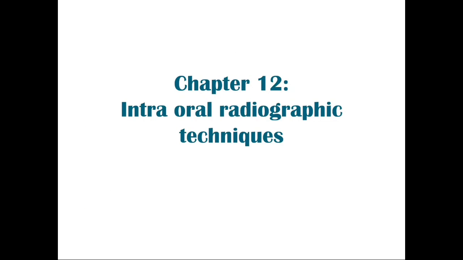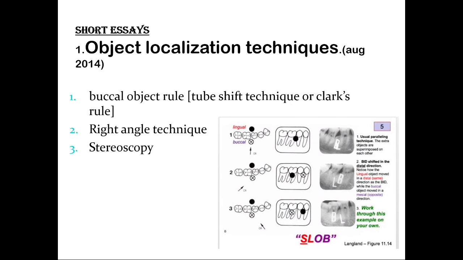Next chapter is about the intraoral radiographic techniques. The short essays that can be asked are on the object localization techniques. Under the object localization techniques, you have the buccal object rule, that is the tube shift or the Clark's technique, which can also be asked as a short note itself. I have already mentioned it here with the diagram of what is the tube shift technique or the Clark's technique.